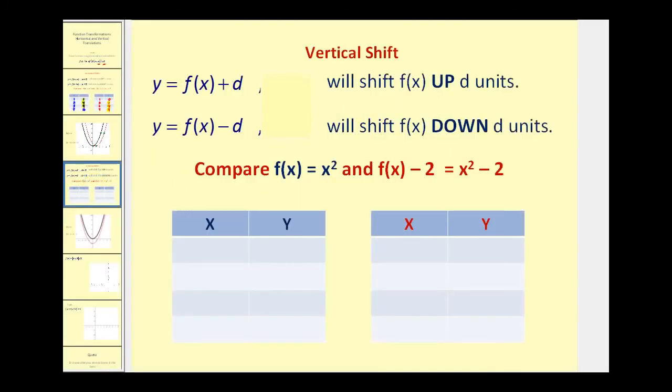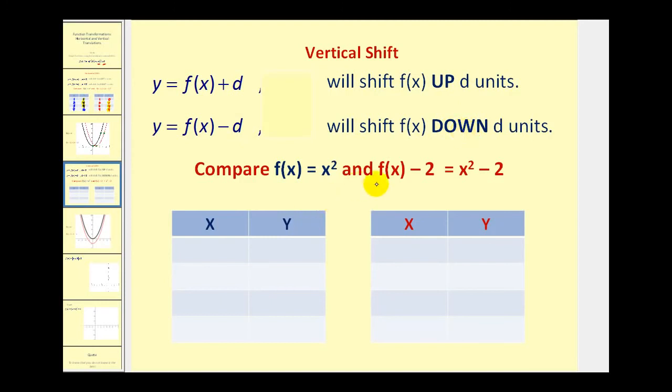Let's go ahead and talk about a vertical shift now. Y equals f of x plus d will shift f of x up d units, and y equals f of x minus d will shift f of x down d units. And this translation probably seems more logical. Remember, f of x is equal to y. So if we add d units to y, the function will shift up, and if we subtract d units from y, the function would shift down.